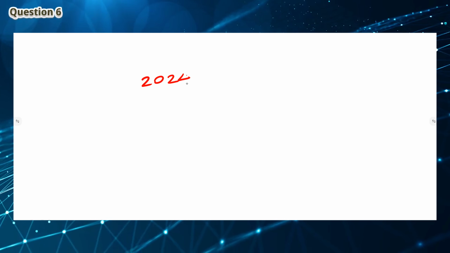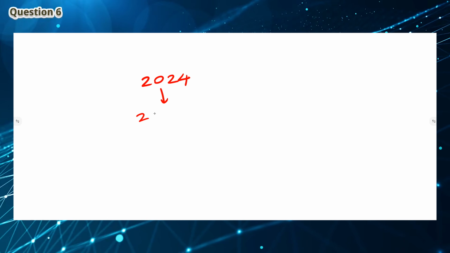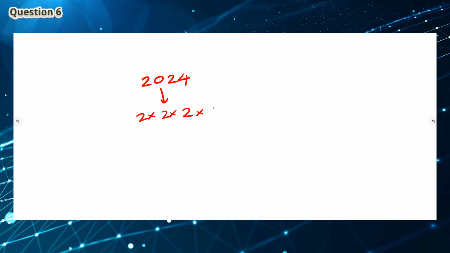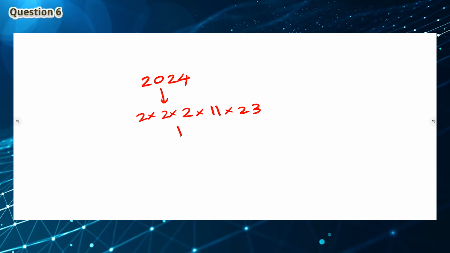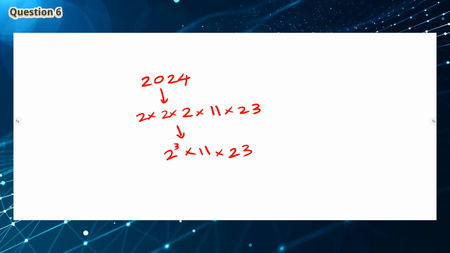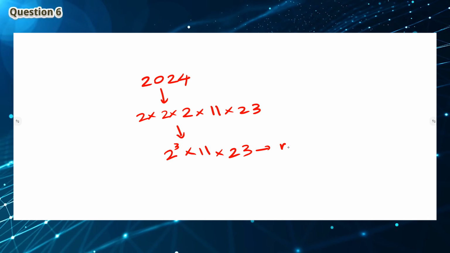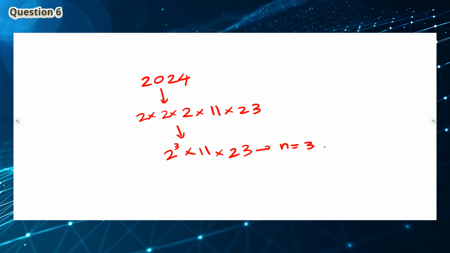We can prime factorize 2024. This gives 2 to the power 3 times 11 times 23. So the missing value is 3. This means the answer is D.